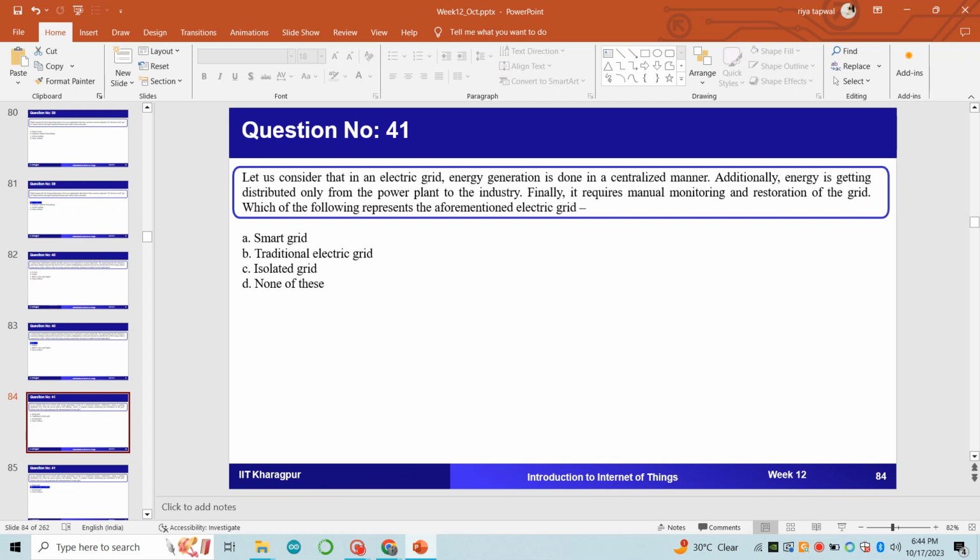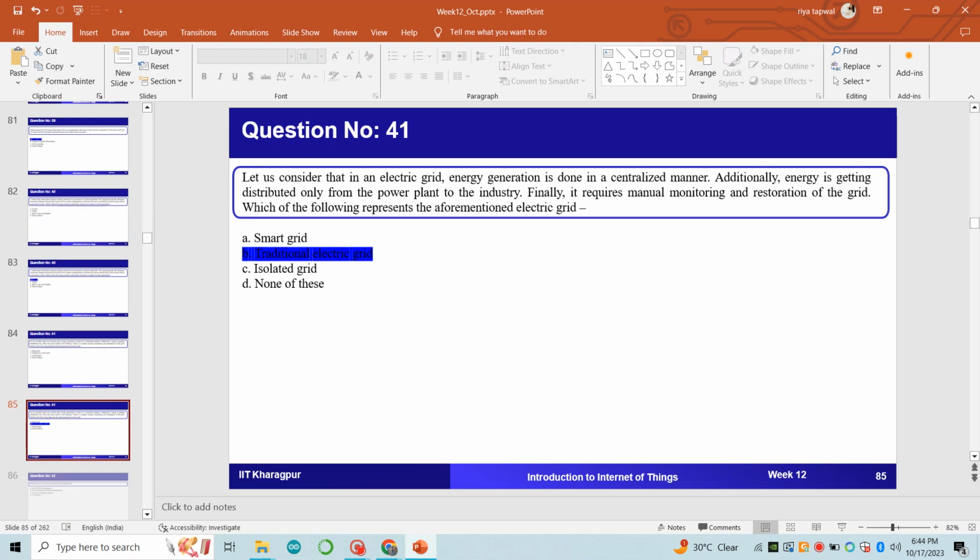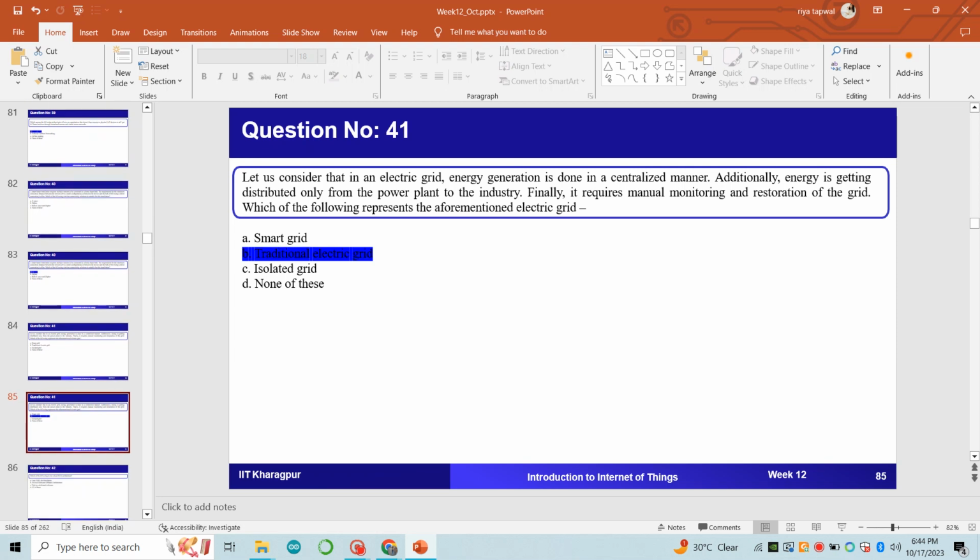Option B, traditional electric grid. Yes, it's a traditional electric grid. So option B is correct.